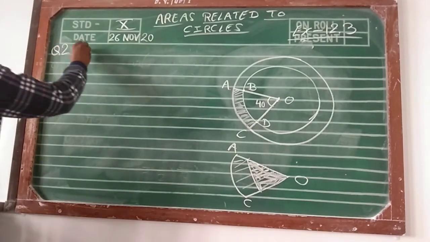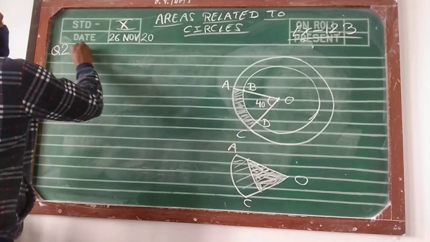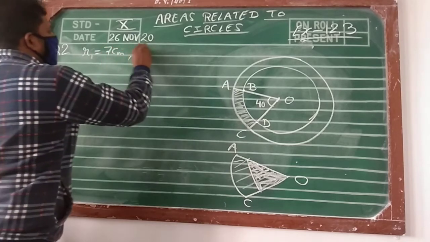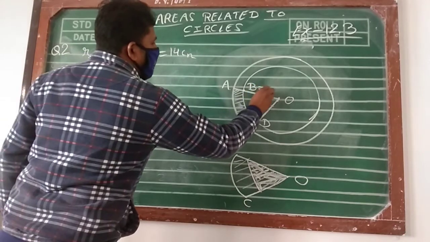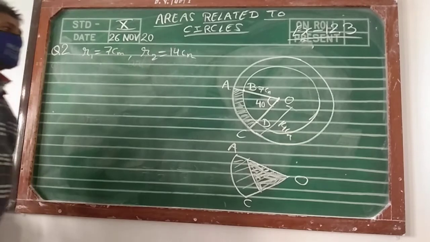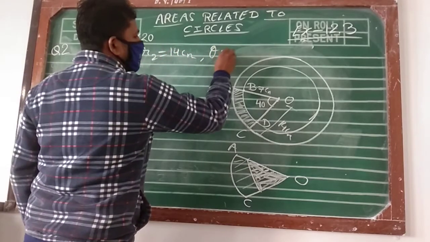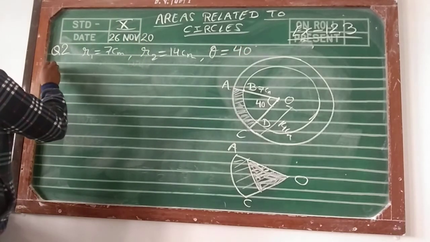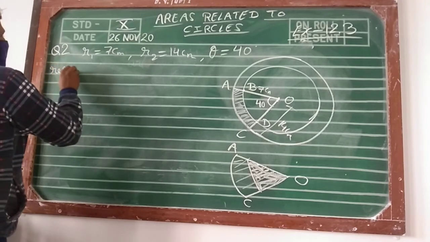Then the radii are given to you, 7 and 14. R1 we are taking as 7 centimeters and R2 as 14 centimeters. This I am taking as 7 centimeters and this complete length we are taking as 14 centimeters. And theta is given to you as 40 degrees. And then the required area, the area of the required region we are getting.